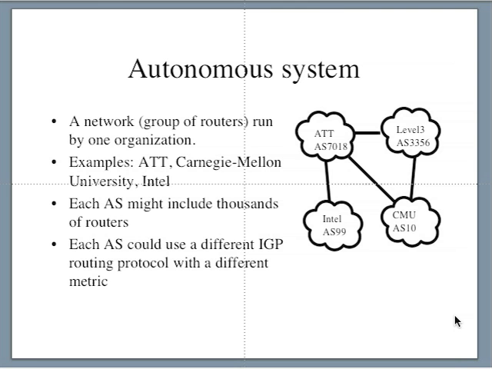Each autonomous system could use a different interior gateway routing protocol with a different metric inside of it. So AT&T, for example, might use OSPF internally, Level 3 might use EIGRP internally, CMU might use ISIS internally, Intel might use RIP internally, although frankly large enterprises don't use RIP, but hey. The point is that each autonomous system could use a different routing protocol with a different metric. You cannot compare metrics from different routing protocols to each other.